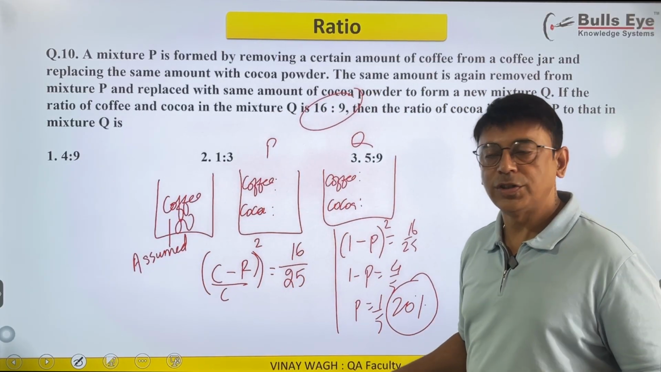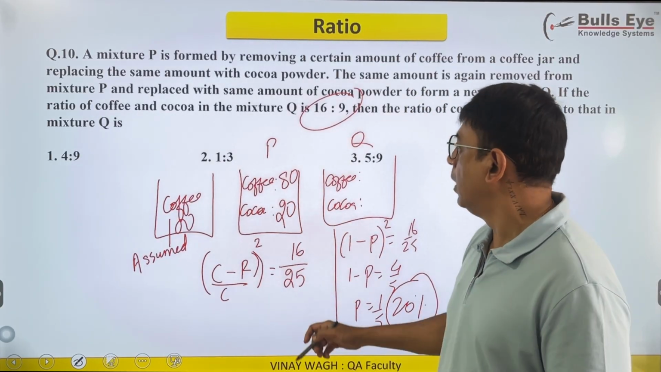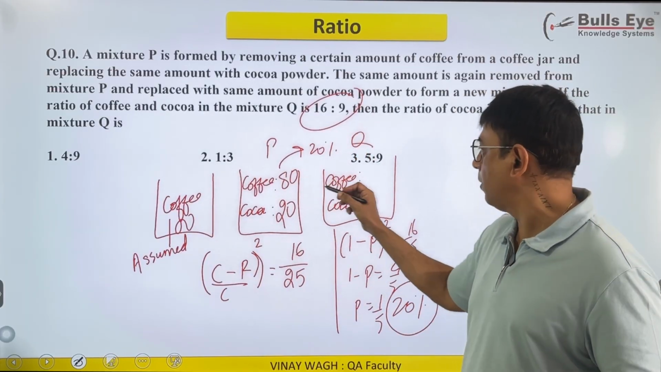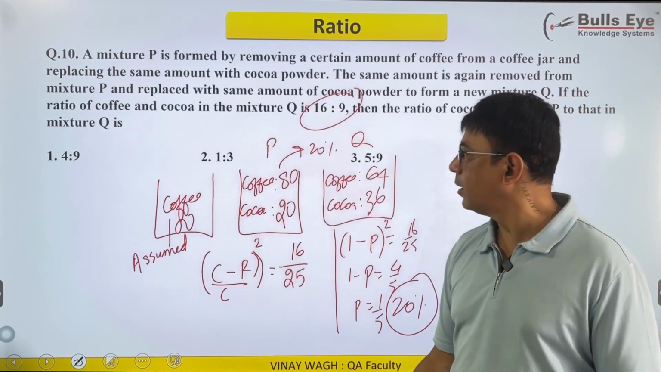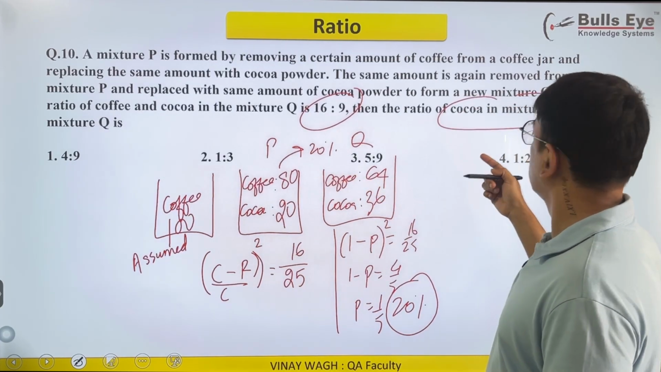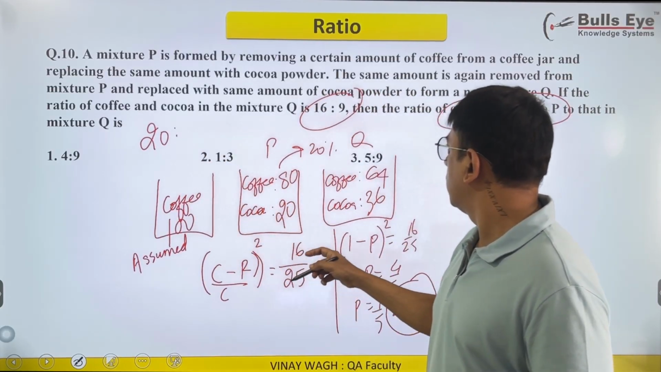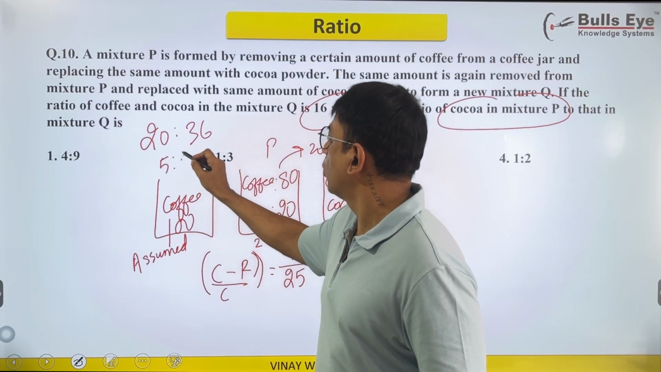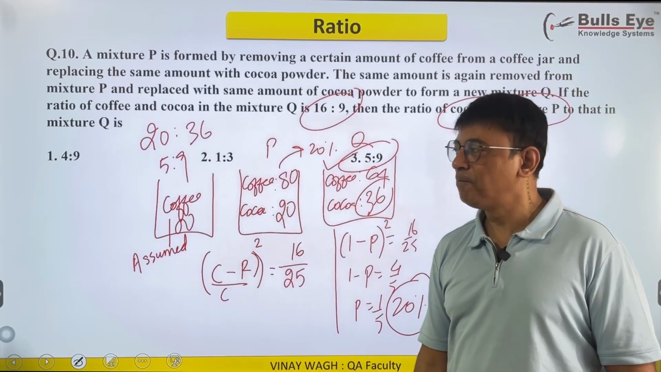And I know 20% is taken out. So coffee is 80 and it is replaced with cocoa. So that's 20. Again, 20% is gone out. So 80% is left. 80% of 80 is 64 and 100 minus 64, the remaining is 36. That's it. So in the ratio, what is cocoa in P to that in Q? In P, it is 20 and in Q, it is 36. 4 fives are 20, 4 nines are 36. So that's 5 is to 9. This is our answer, right?